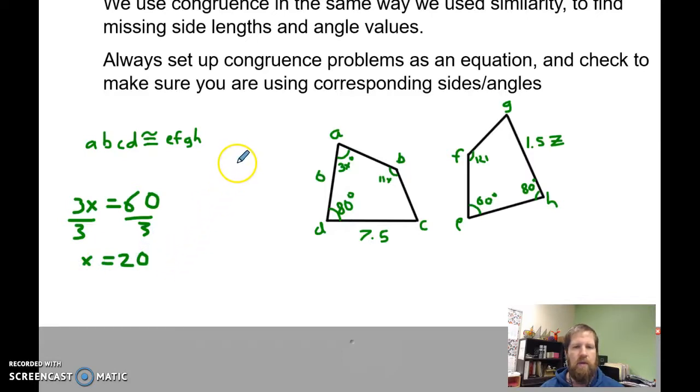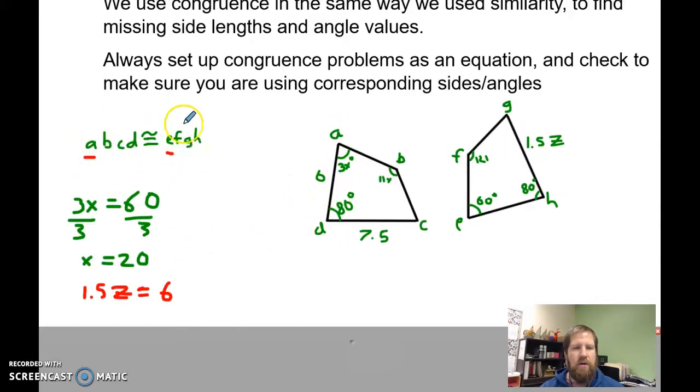The biggest thing you need to do, and the thing that people get wrong most of all, is they miss their corresponding sides. So if I was going to solve for z, I've got 1.5z, and I would say that's equal to 6, right? Well, that's not actually the case. It kind of looks like it is. These sides look fairly similar, but they are not going to be congruent.